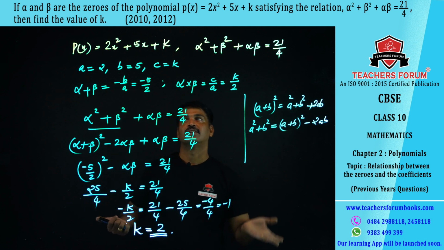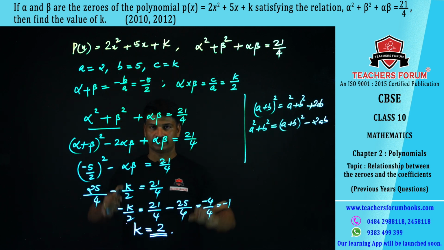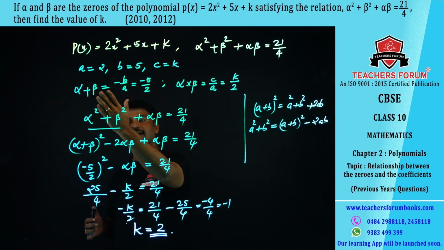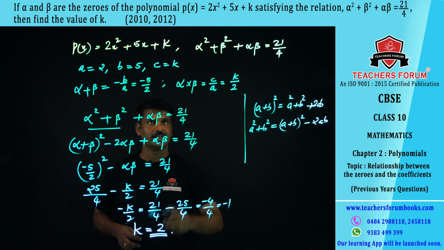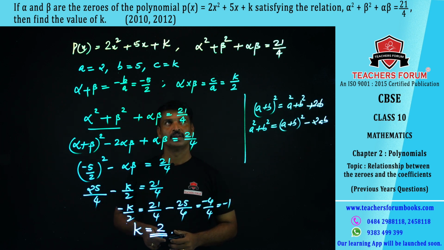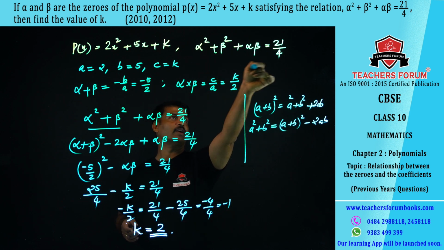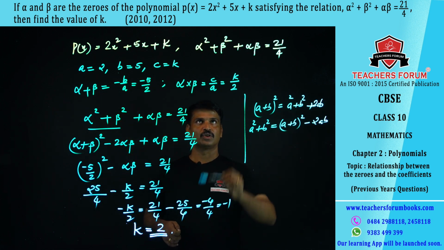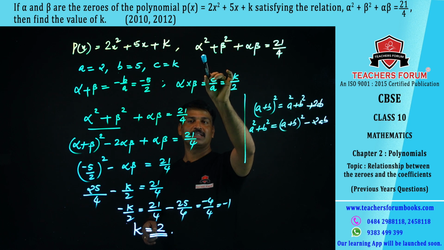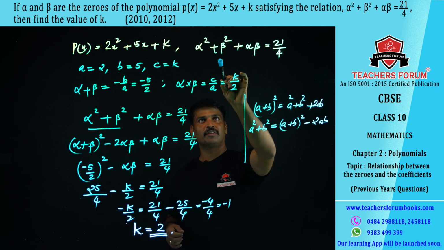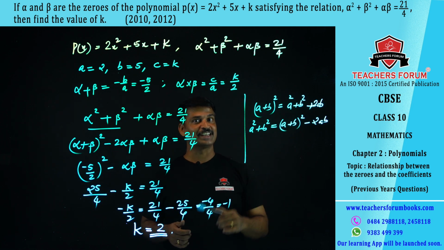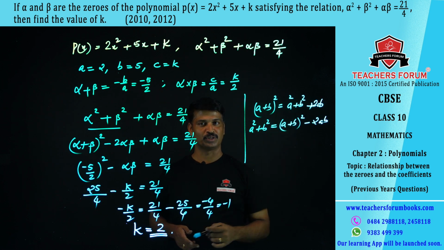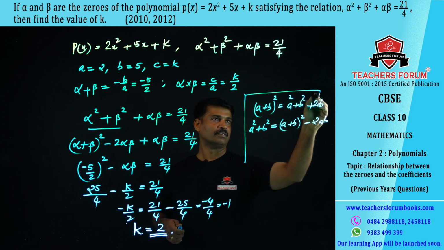So what have you done here? Given a quadratic polynomial, first step you find what is a, b and c. Then find alpha plus beta, that is minus b by a. Then alpha into beta, that is c by a. Now let's look at what is given in the problem: alpha square plus beta square plus alpha beta is equal to 21 by 4. You know alpha beta, but you do not know alpha square plus beta square. So this can be found from the relation a plus b all square is equal to a square plus b square plus 2ab. From here, a square plus b square is a plus b the whole square minus 2ab. You should know this, okay?